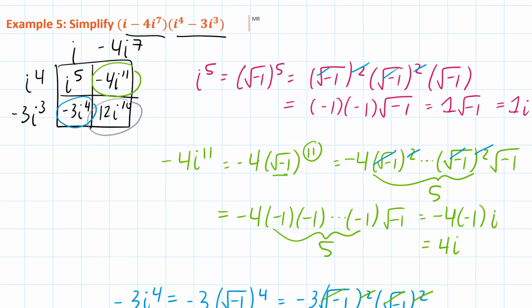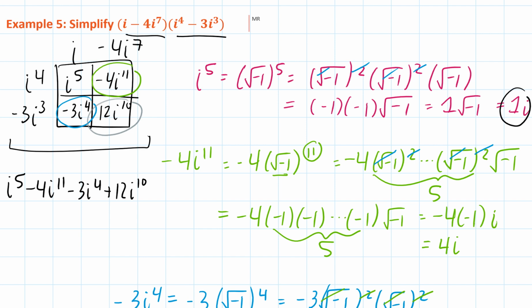Okay, so we used the box method. Since we're treating i like a variable, we ended up with 4 results, each of which we individually simplified. So we're just adding or subtracting these all together. So originally we had, let's write it here, i to the 5th minus 4i to the 11th minus 3i to the 4th plus 12i to the 10th. That gave us i to the 5th was 1i.